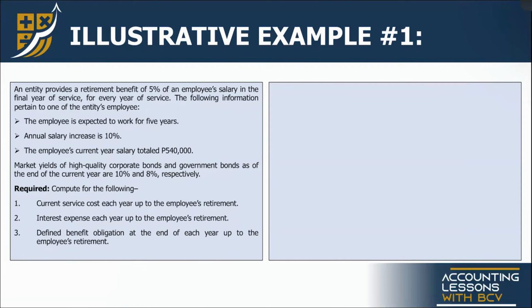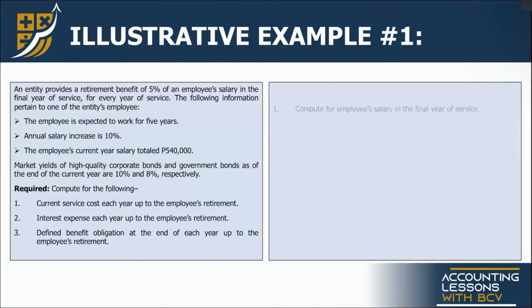Okay? Ayan. So, there will be 3 requirements. We are asked to compute for the current service cost of each year up to the employee's retirement. Number 2, interest expense each year up to the retirement. And number 3, DBO in each year. Okay? So, paano natin sasagutan ang problem number 1? There will be 4 steps.